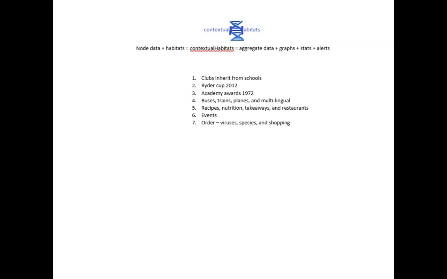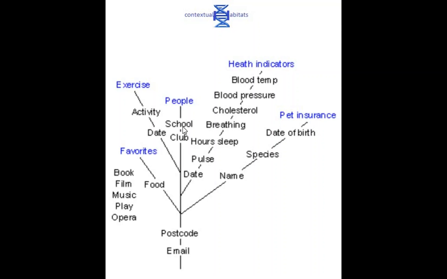Contextual habitats is our node data plus habitats, which also translates into aggregate data plus graphs plus stats plus alerts. By adding school to your node, your parents may have access to the mobile numbers of the parents of your classmates. By adding club, your parents wouldn't, but you may have access to the mobile numbers of your teammates. Habitats can be created like a cookie cutter and access tailored.